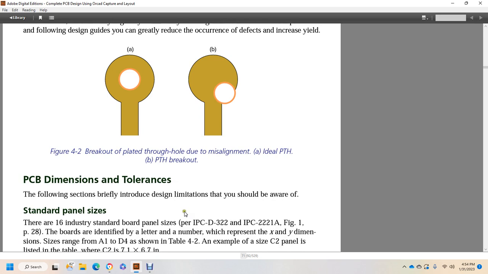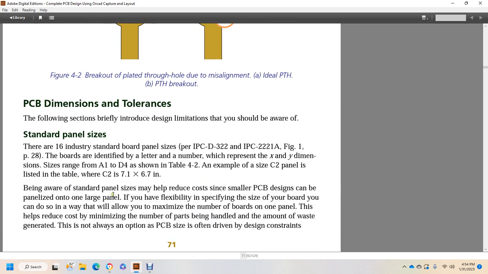Printed circuit board dimension tolerance. The following section briefly introduces the design limitations you should be aware of. Standard panel size. There are 16 industry standard board panel sizes per IPC-2221A, Figure 1, page 28. Boards are identified with a letter and a number to represent the X and Y dimension size, in the range of A1 to D4 as shown in the table. Table 4.2 shows examples: the size C2 panel is listed in the table. C2 is 7.1 by 6.7 inches.